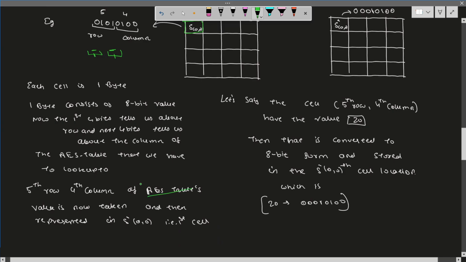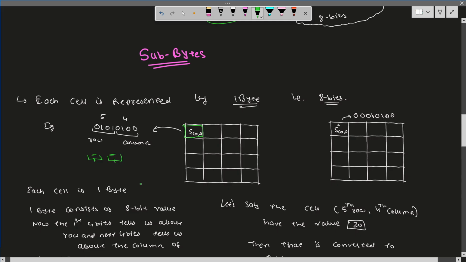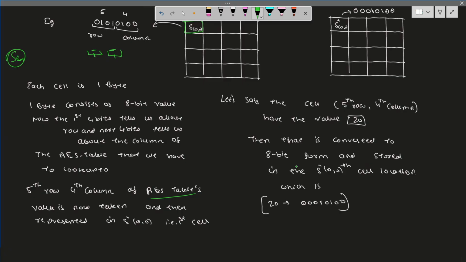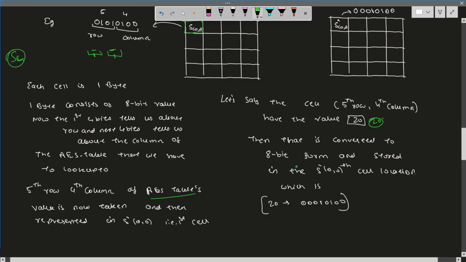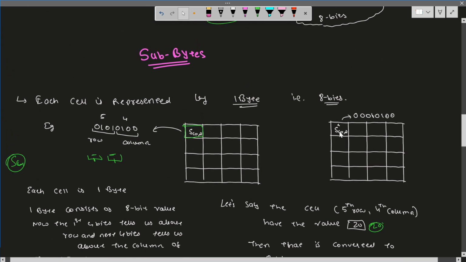The AES table that we have, we will be looking into it and finding the answer for that particular cell. In that case, we have 5 comma 4. That is the particular cell: the fifth row and fourth column is the cell that we want to look for. For example, if for the fifth row and fourth column we get 20 as the output, then we will convert the 20 into an 8-bit binary number, and then we will put that onto the cell S00.